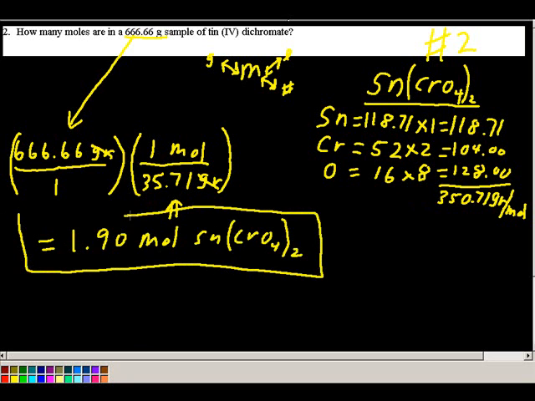Box our answer. Now once again, does this make any sense? Well, 1 mole of tin dichromate weighs 350, but I have 666, so I should have more than 1 mole. And in fact, I do. So the number is reasonable. Right, so let's take a look now at problem number 3. If you got 1 and 2 correct, you can jump straight to here.